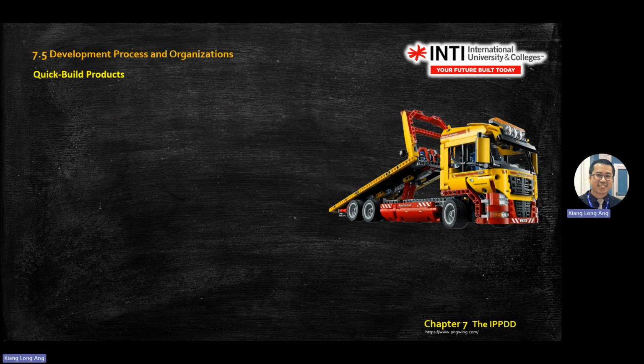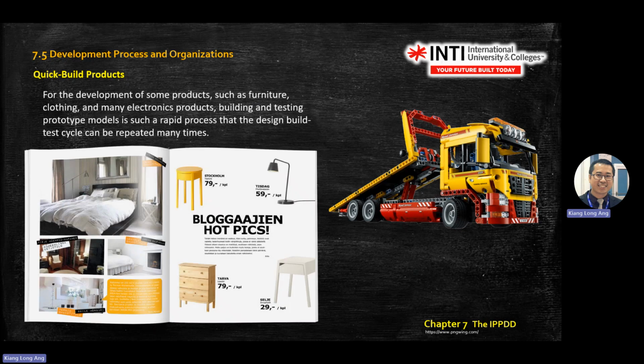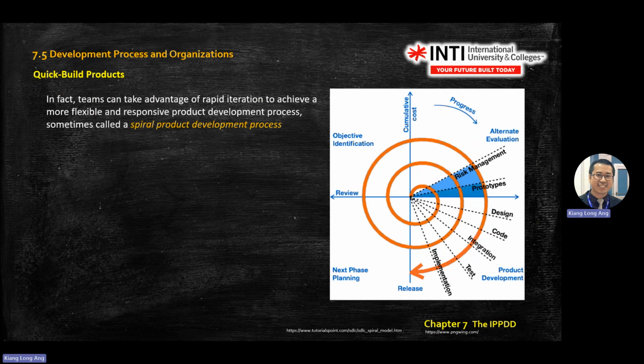Quick build, quick build is like Lego bricks or IKEA. They are quick build products that you can build very fast. And there's a process called spiral product development process, which is like this one. So they will spiral from the center. So there's a cost review, right? Cost and review. So they continue doing all this. They have evaluation, product development, planning, and then objective. Then they continue to do lah.